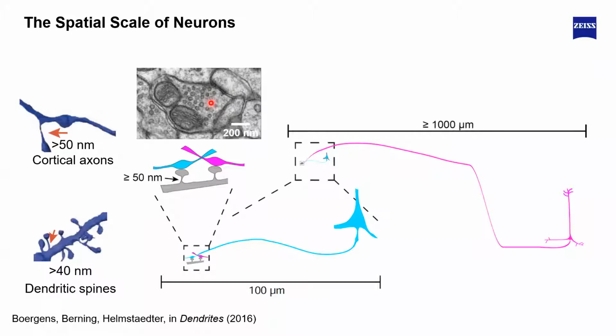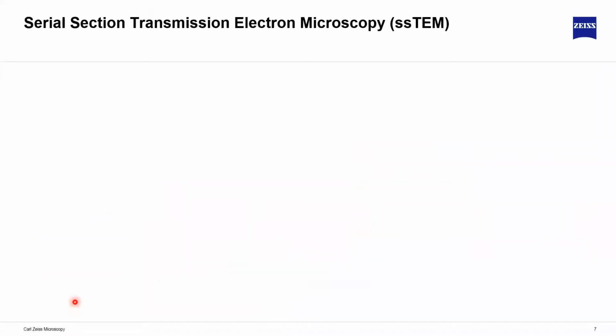And here are some more reconstructions from electron microscopy data, and that actually highlights the challenging sides, right? Some of those axons get as small as 50 nanometers in diameter, and some of those dendritic spines, and more specifically the spine necks, get as small as 40 nanometers, and some even below that. So the microscopy method of choice here to really map neuronal networks is electron microscopy.